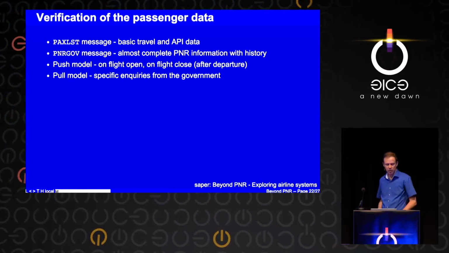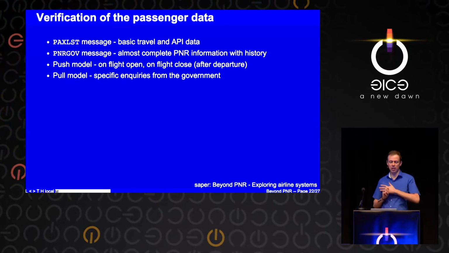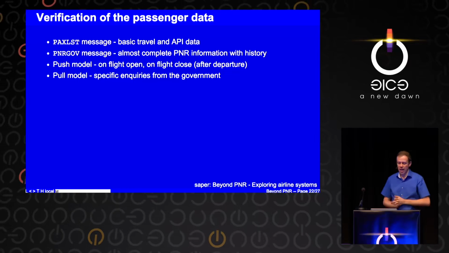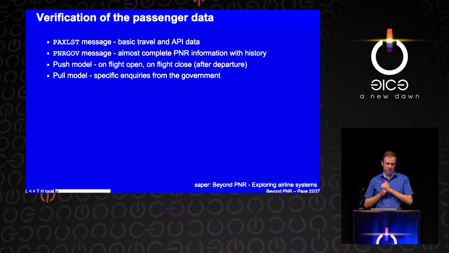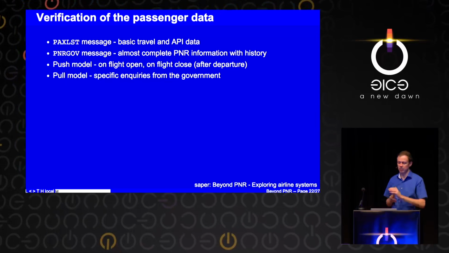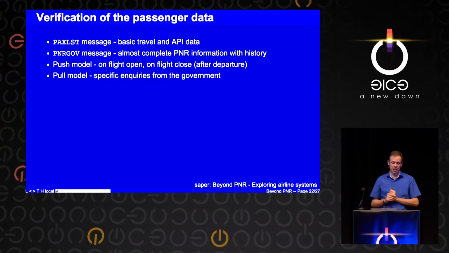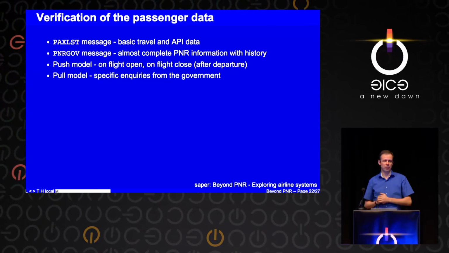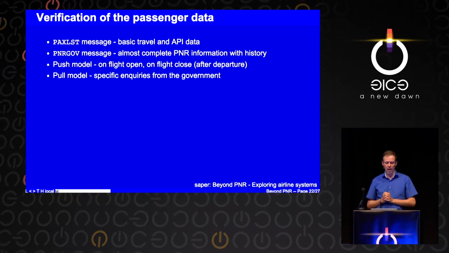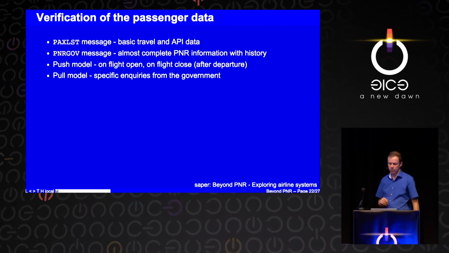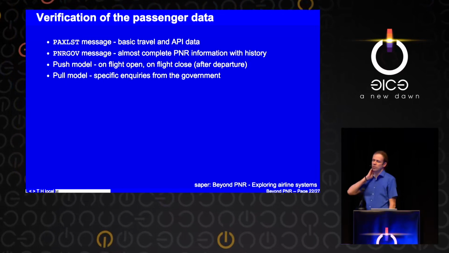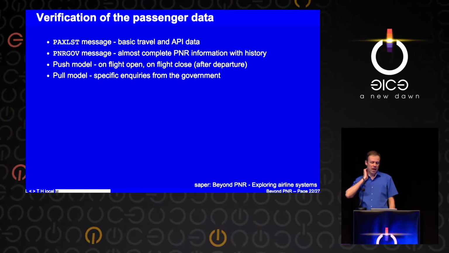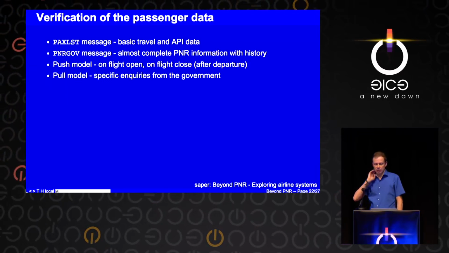So what is happening with those passenger data? Some kind of message formats have been designed. This is actually something similar to what I've shown before. And information about the passenger is being transferred to the country of destination. We have two; I will show you examples of that. PAX LST is a kind of simpler thing, mainly used for visa purposes, and PNR government information is like, we need to know everything about the passenger, actually.